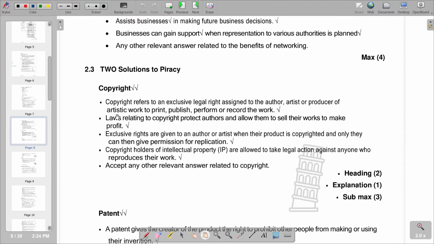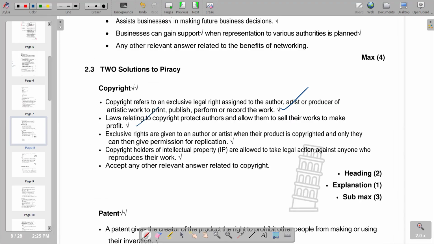Under copyright, copyright refers to an exclusive legal right assigned to the author, artist, or producer of an artistic work to print, publish, perform, or record the work. So this can be a solution in the form of a copyright. Laws relating to copyright protect authors and allow them to sell their works to make profit. So these are the explanations that we have under copyright.